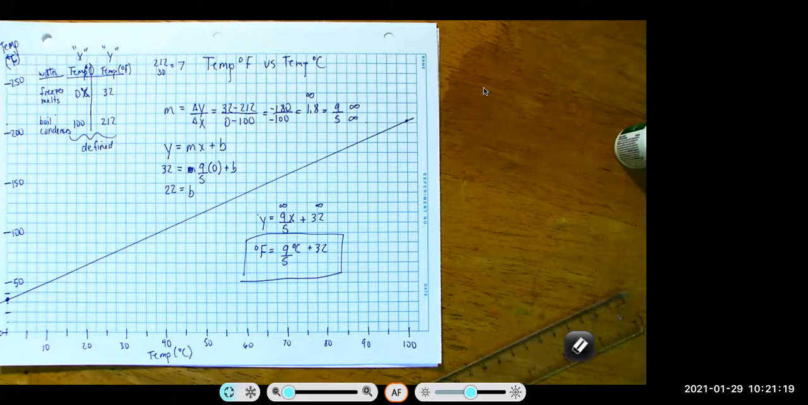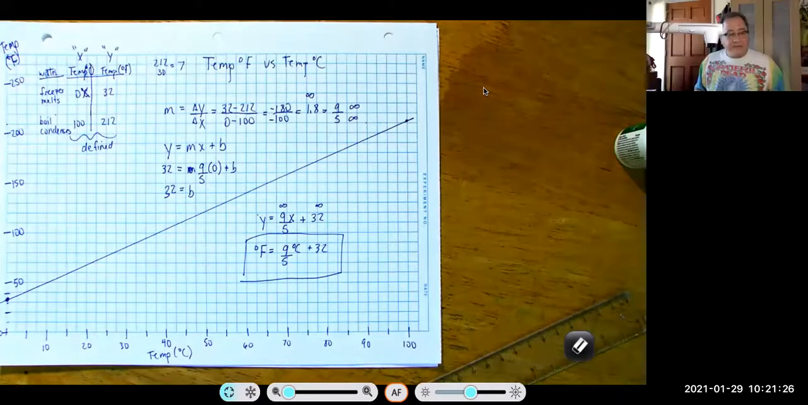Tony, you wrote 22b equals b over there instead of 32. Thank you. You're welcome. I didn't notice that.